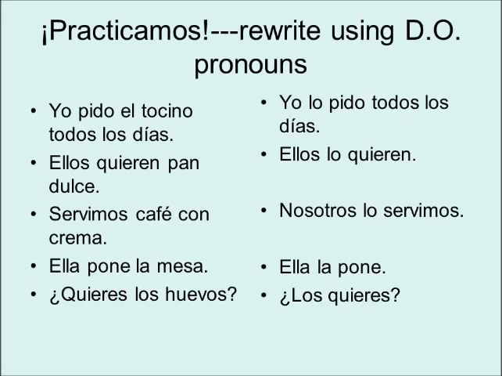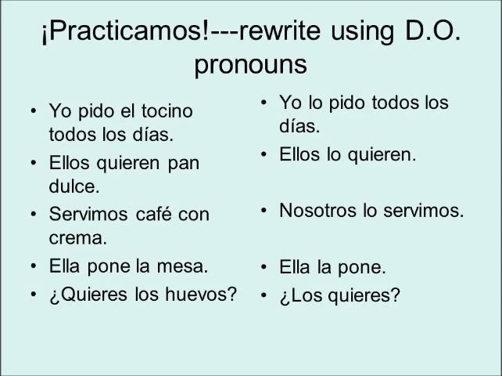Número 3. Servimos café con crema. Café con crema is our direct object. Now you can argue that just café is the direct object, and then the new sentence would be lo servimos con crema. We serve it with cream. That would be all right too. In my example, I took out the entire phrase café con crema, and that works as well. New sentence, nosotros lo servimos. Café was masculine and singular, so lo is its pronoun.